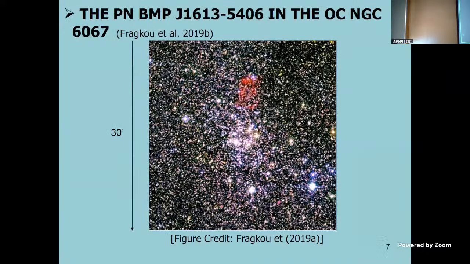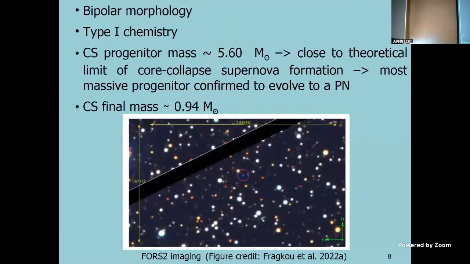Then we have the planetary nebula BMP J16135406 in the open cluster NGC 6067. Here we have an SHS image centered on the cluster, and you can see the nebulosity. Here it's on the north side. The planetary nebula, as you can see, has a bipolar morphology and also type 1 chemistry.